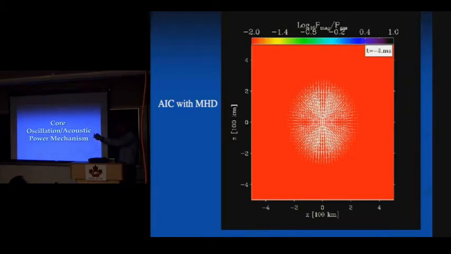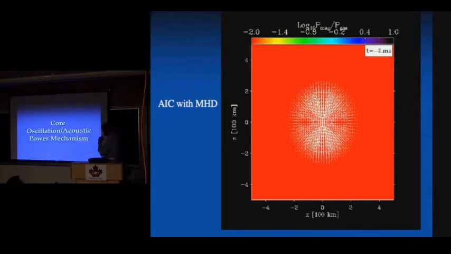You have to wait that long to get the inner core to oscillate, and it doesn't oscillate spherically, it oscillates in an L equals 1 mode, and it's a G mode. It's not a P mode for the stellar pulsation and astroseismology people. That mode unambiguously is excited. It unambiguously exists. The question is what the amplitude is.